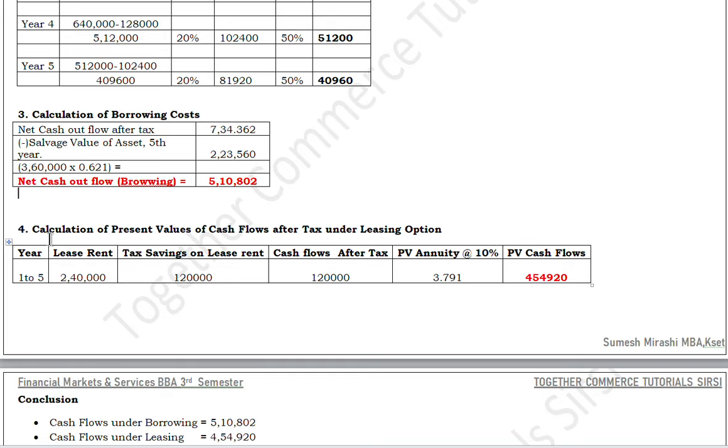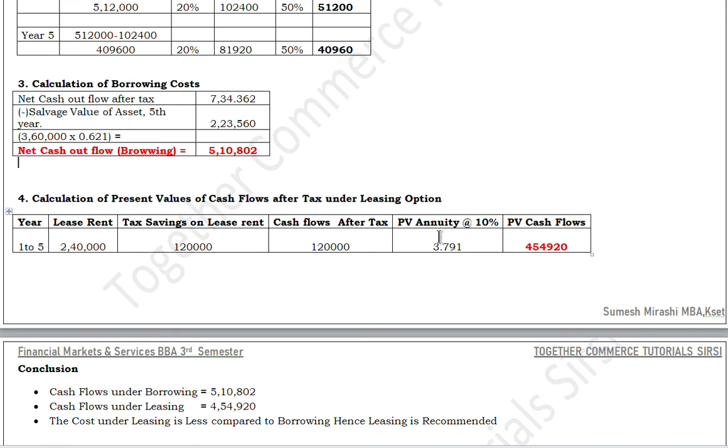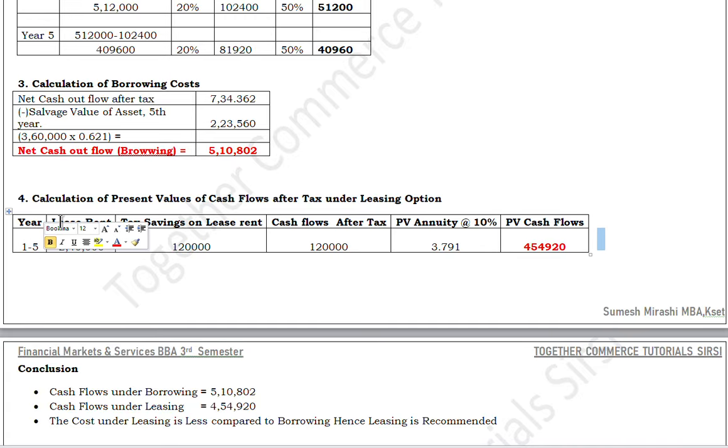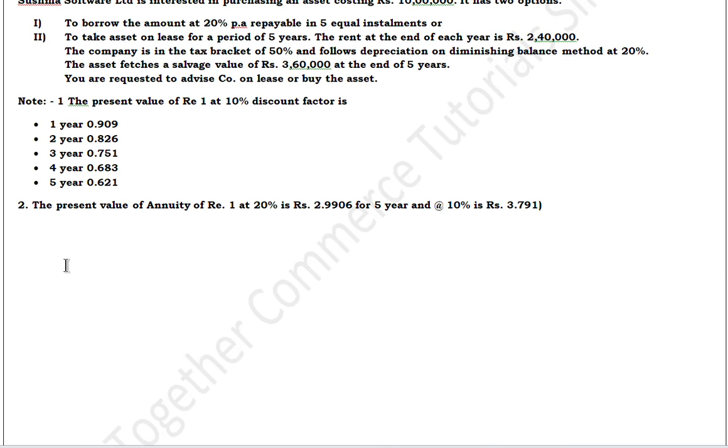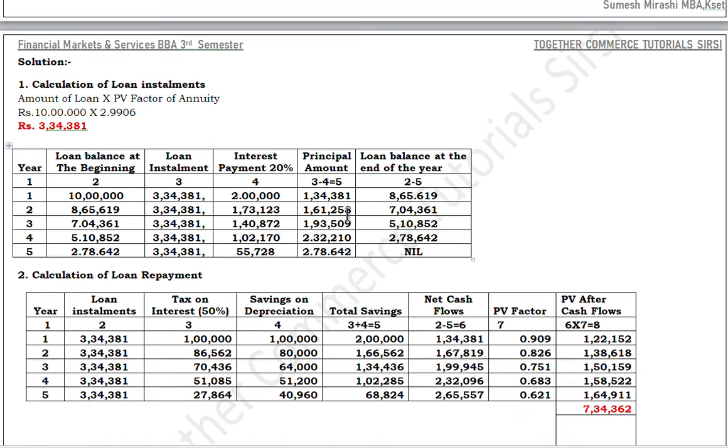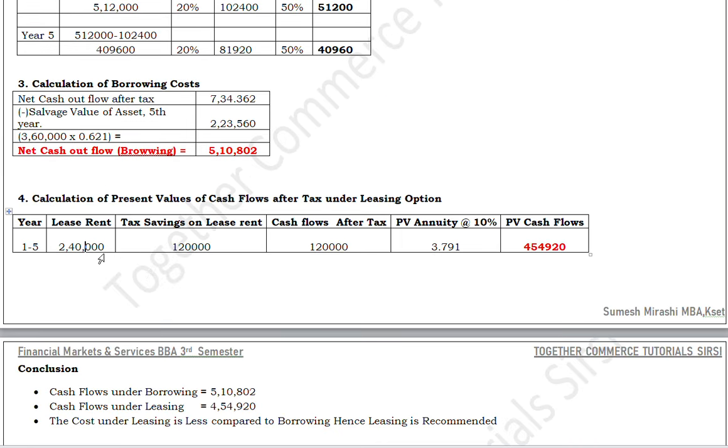Now the next step is with the leasing option, calculation of present values of cash flow after tax under leasing option. This is quite simple. For years 1 to 5, you should take directly the 1st to 5th year. The lease rent he has paid is 2,40,000. This is got from the question again. Let me scroll down and show it to you. The lease rent is 2,40,000. Here it is. So that should be taken in the second column.